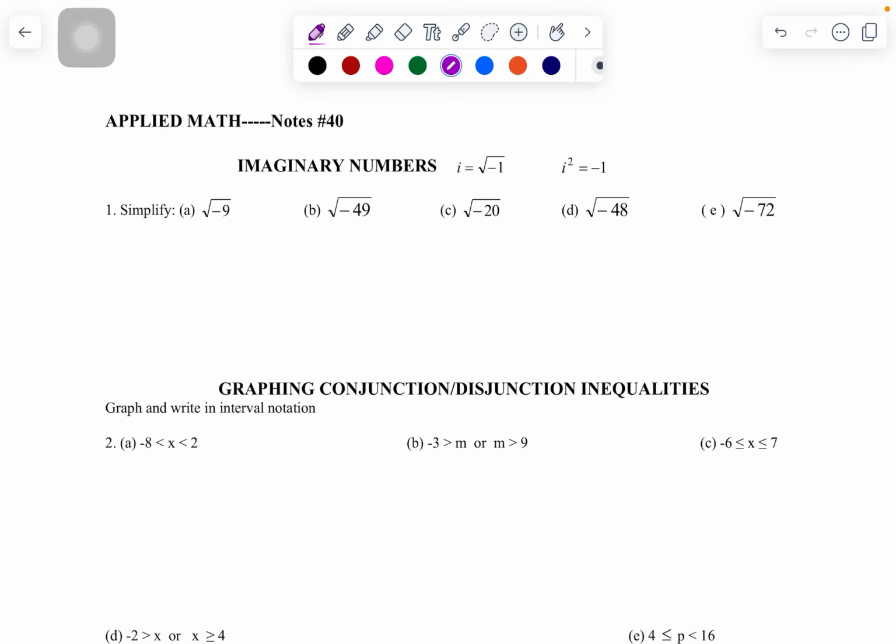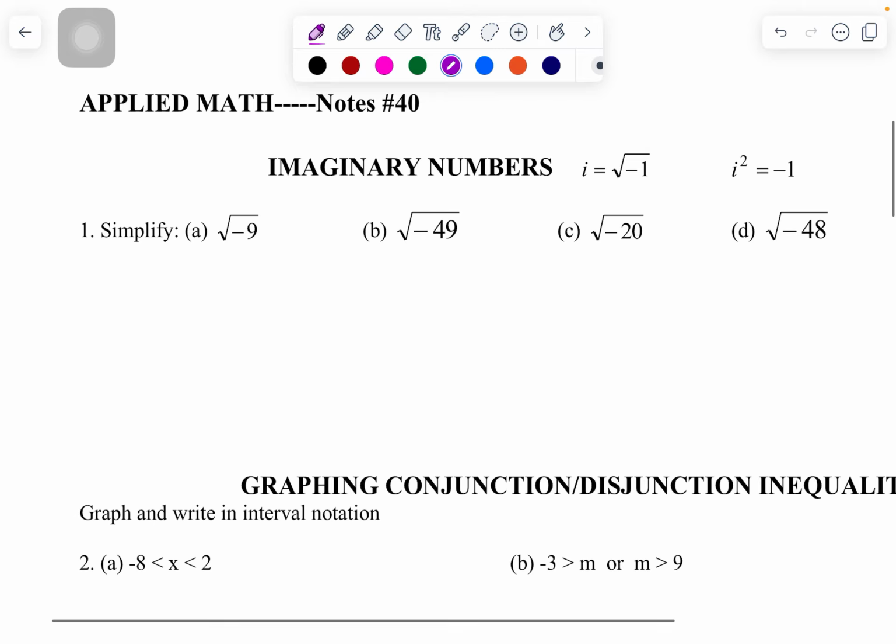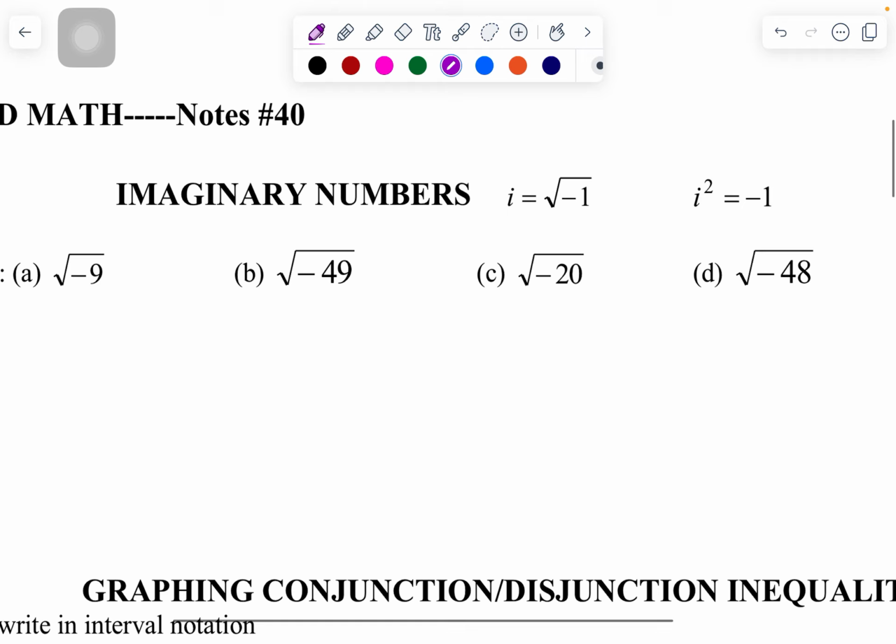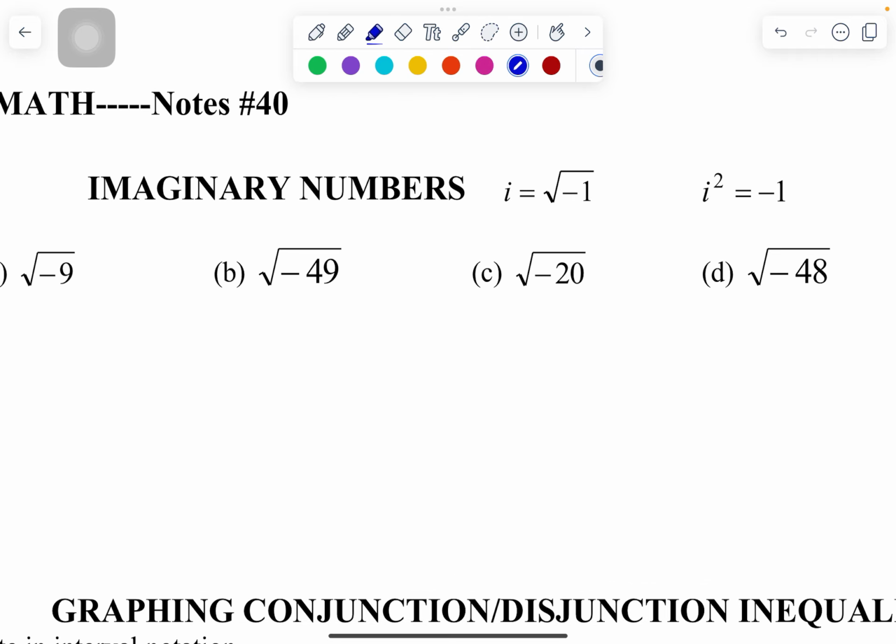So this is going to be the first video for Notes 40. I'm going to break it up into a couple different ones, and this first one we're going to talk about imaginary numbers. Basically the idea with imaginary numbers is they are numbers that are perfectly fine. They're wonderful values. You just can't graph them on a number line, or at least not a real number line.